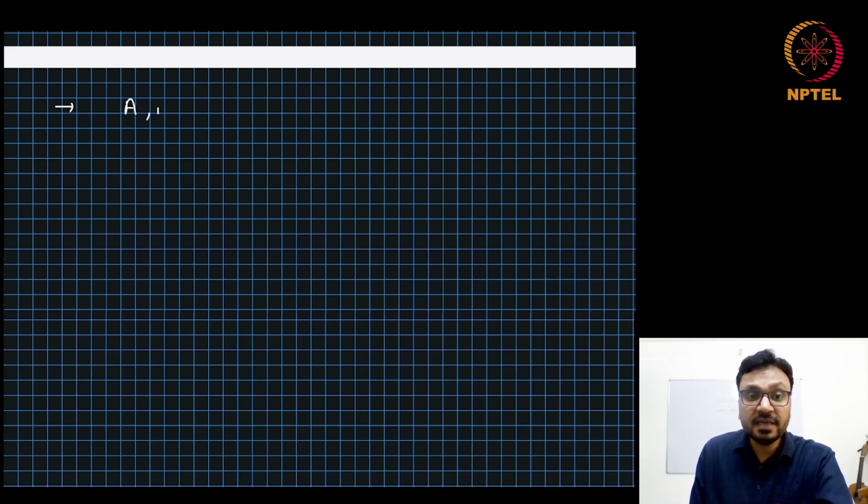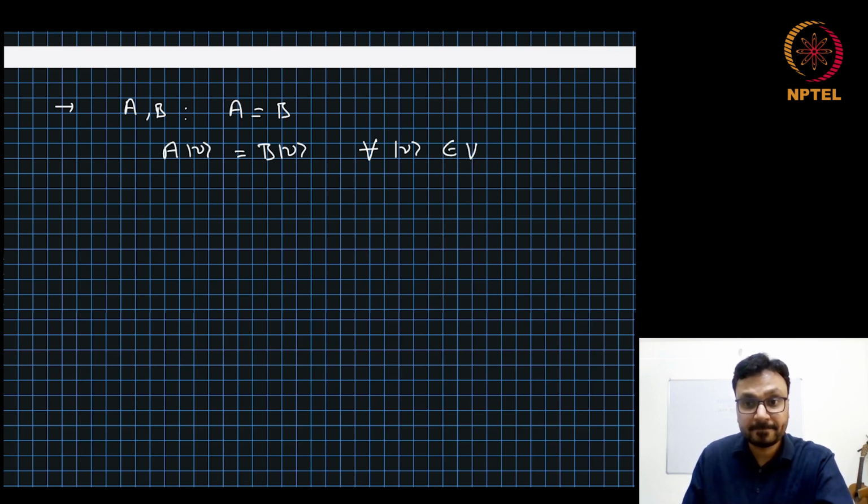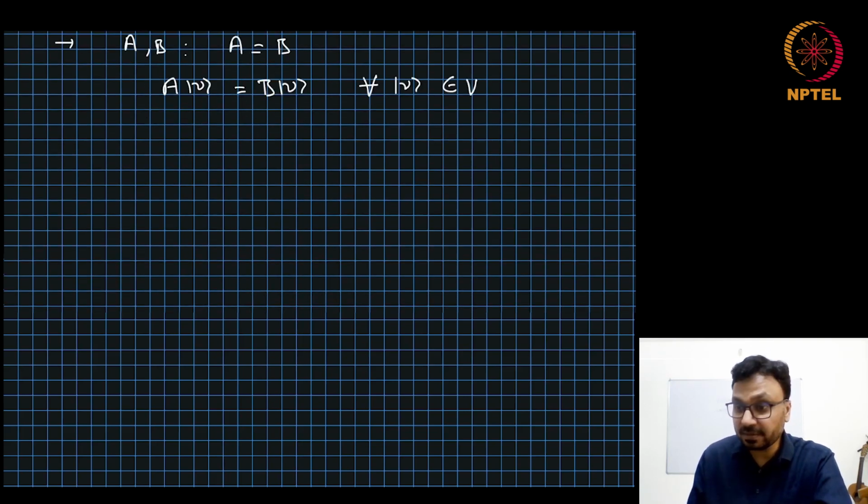If you have two operators A and B such that we say A equals B, what is the definition of equality? When we say A is equal to B, it means A acting on V should be equal to B acting on the same vector V for all the vectors V in the vector space V. This is the only definition to say A equals B: the action of A and B on the same vector should be the same for all possible vectors. This is what we call the equality of two operators.